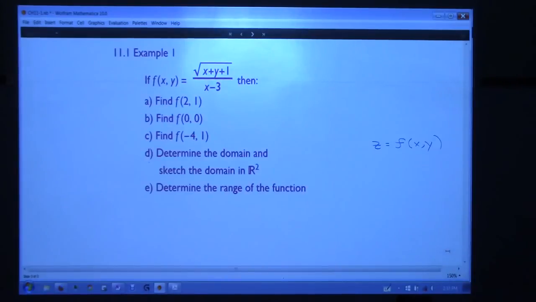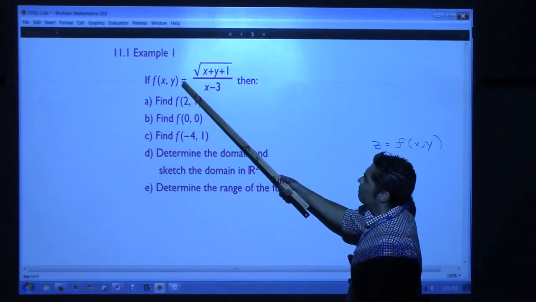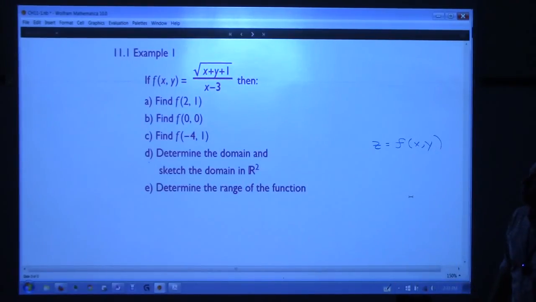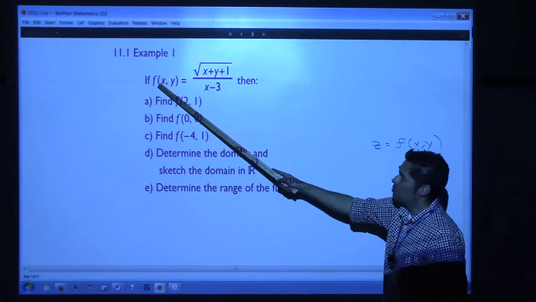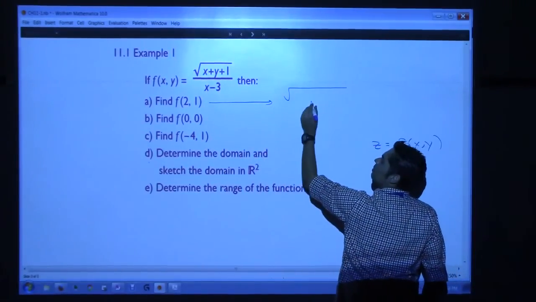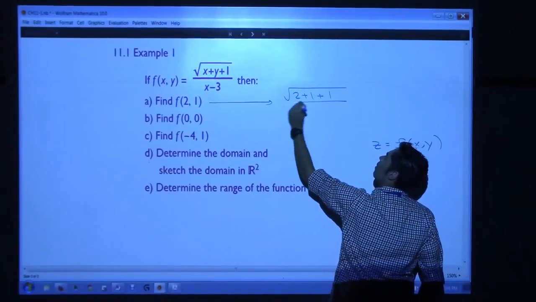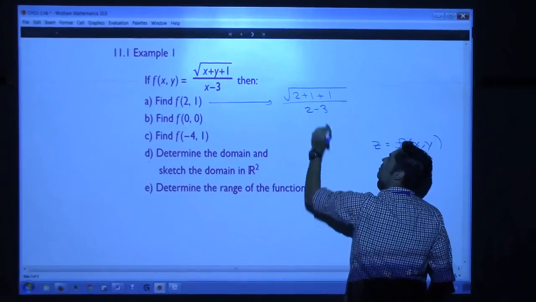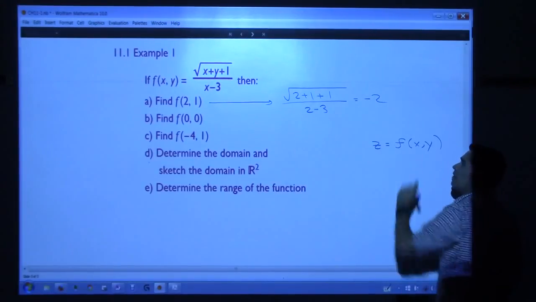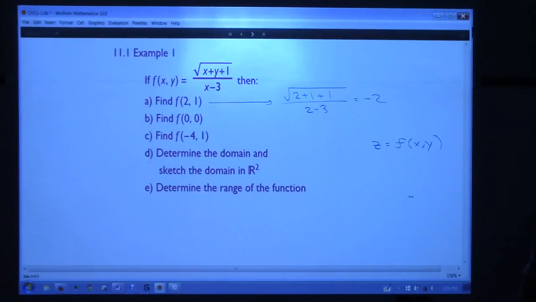Here is an example, our first example, of a function of 2 variables, x and y. Here it is. See? You give me some x's, you give me some y's, you can spit out a number, can't you? First question, what's f of 2, 1? That means replace x with 2 and y with 1. And the order matters here, right? 2 is x, y is 1. So what would this be? Square root of 2 plus 1 over 2 minus 3, right? Which is root 4 over negative 1, so negative 2, right? So we plug in a point, it spits out a number.